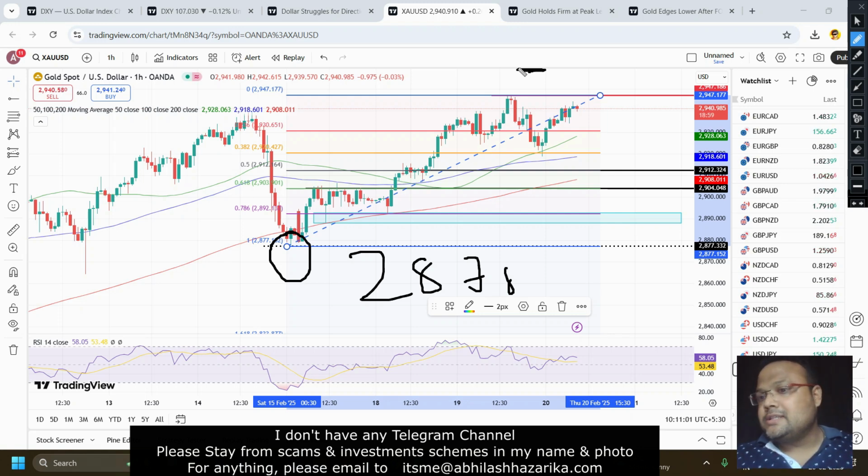For example, during the US session, obviously there's a chance that it will change. For the new levels, just extend the Fibo.